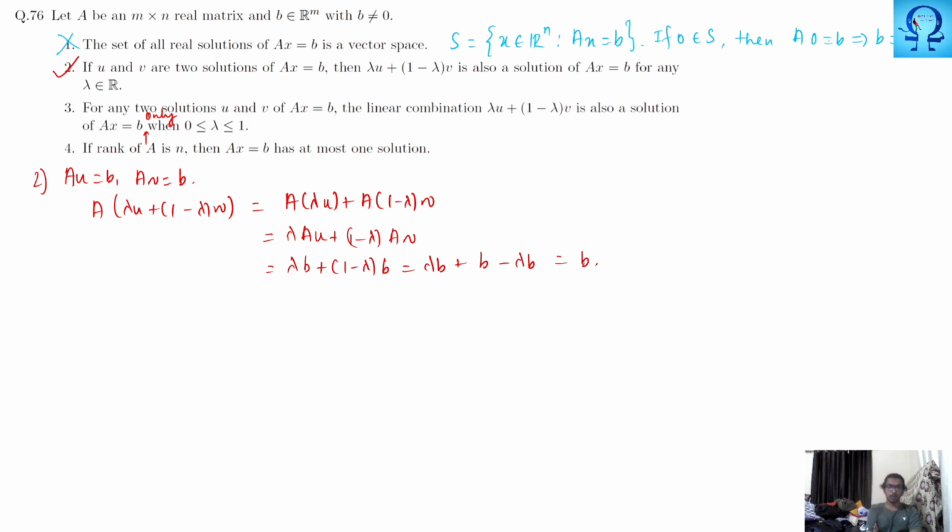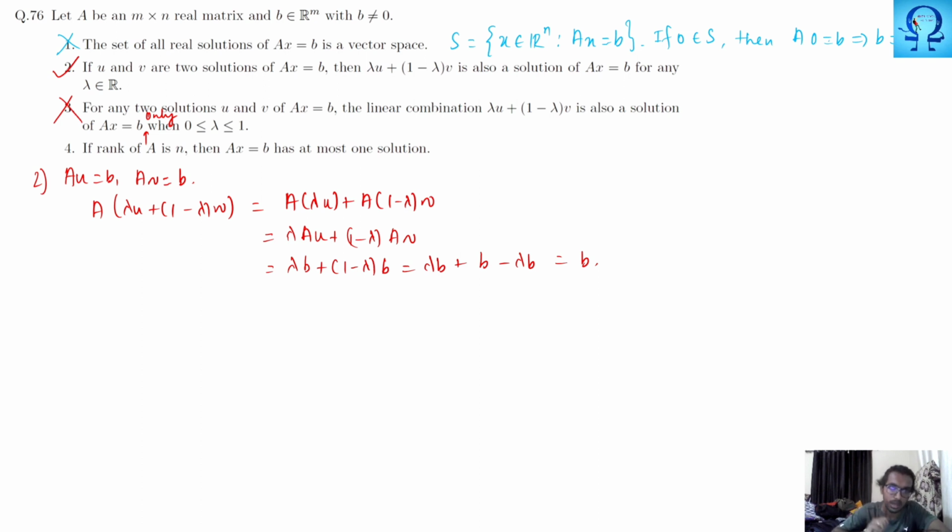Why? Because they are saying that this combination lambda u plus 1 minus lambda v will be a solution of the system Ax equals b only when the lambda value lies between 0 and 1. This is what they have said, but that is not the case always. Here we have seen that no matter what lambda we choose, we are getting that as a solution of the system. We have proved it in part 2. Because of that "only when", this option is turning out to be a false statement, right?